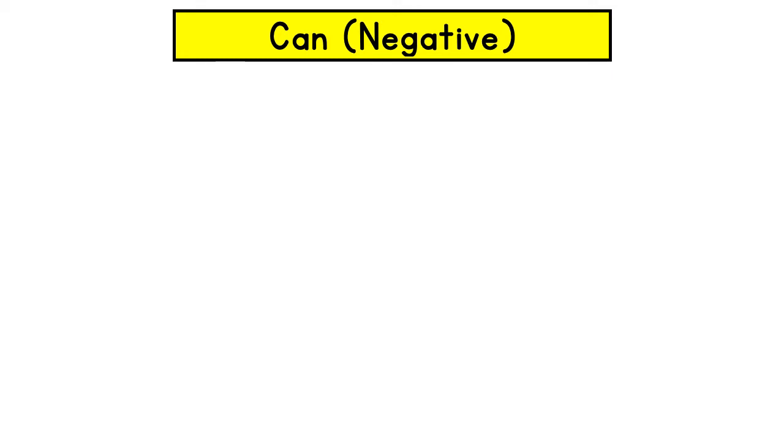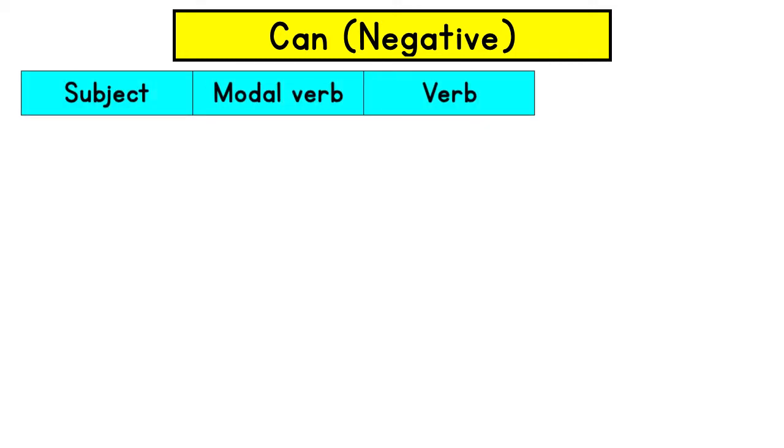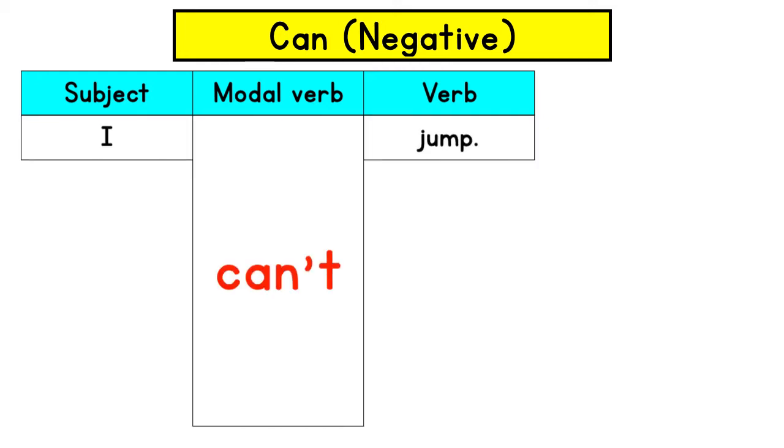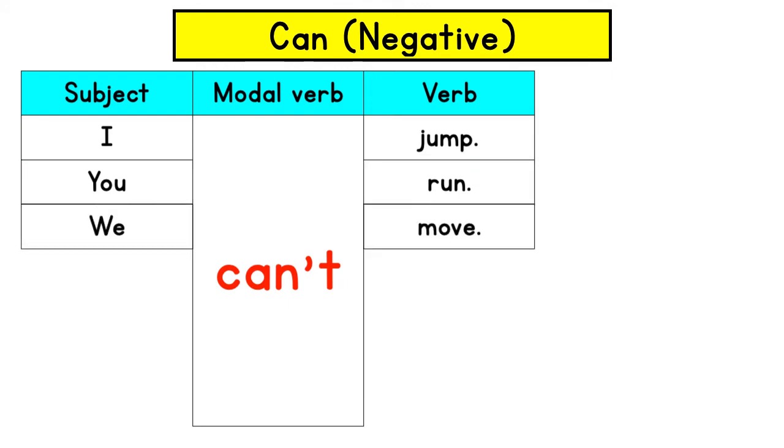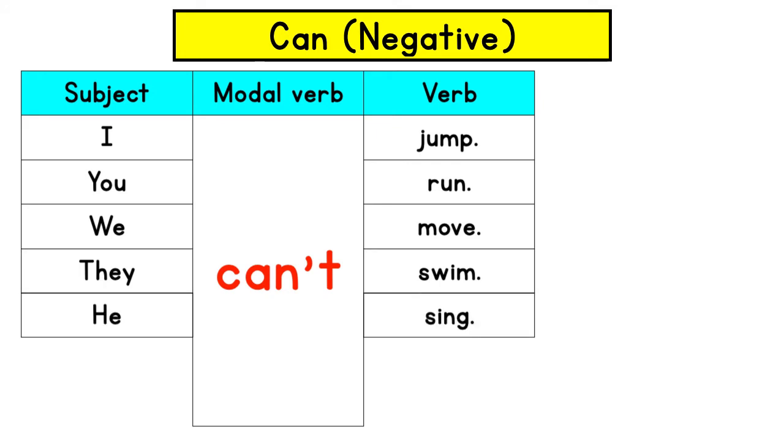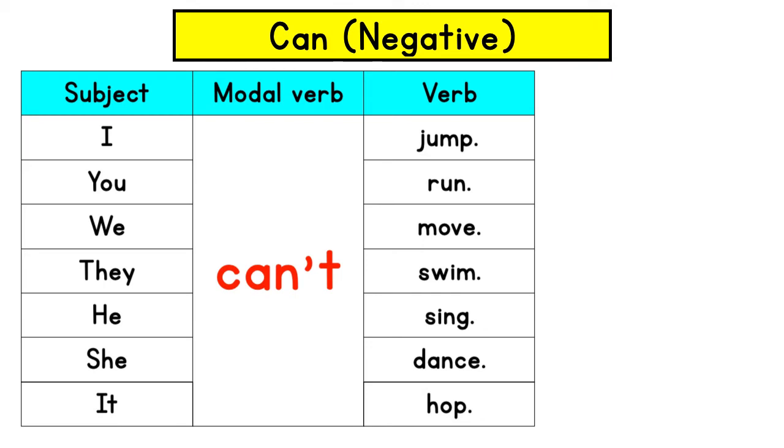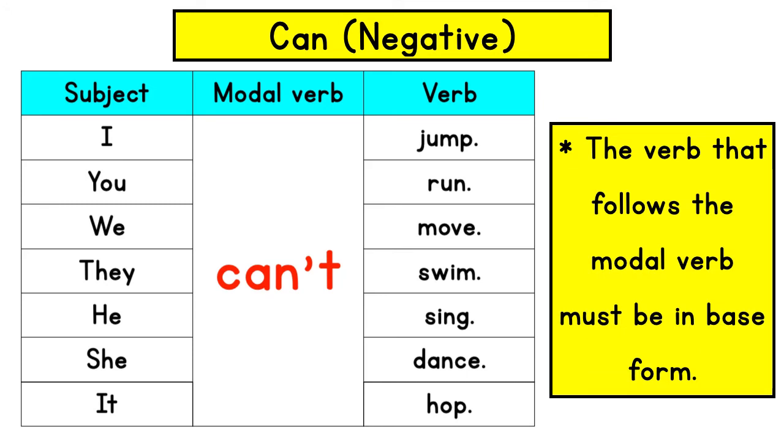Okay, how about using can in negative statement? It's the same thing, subject plus modal verb can't and verb. For example, I can't jump, you can't run, we can't move, they can't swim, he can't sing, she can't dance, and finally it can't hop. Alright, the same reminder, the verb that follows the modal verb can't must be in the base form.